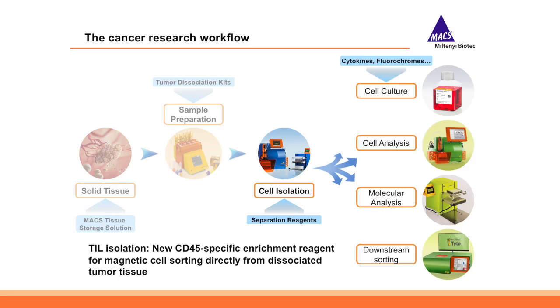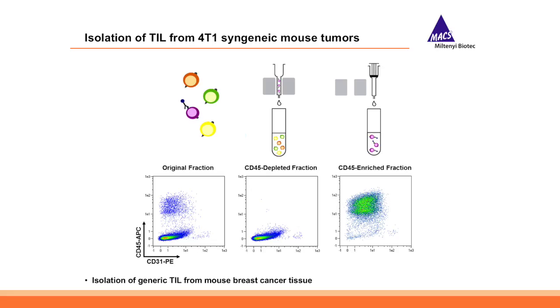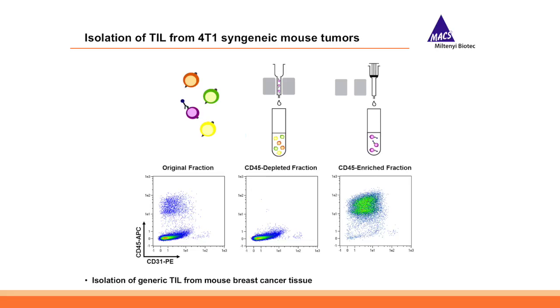Once we have a cell suspension, we improve the isolation of tumor-infiltrating leukocytes by developing a new CD45 specific enrichment reagent for magnetic cell sorting based on MACS technology. And this is done directly from the dissociated tumor. Using this technology, the dissociated tumor tissue is directly labeled by the CD45 conjugated microbeads, and then magnetically isolated, resulting in a very efficient depletion of CD45 from the negative fraction and a very high enrichment in the positive fraction.